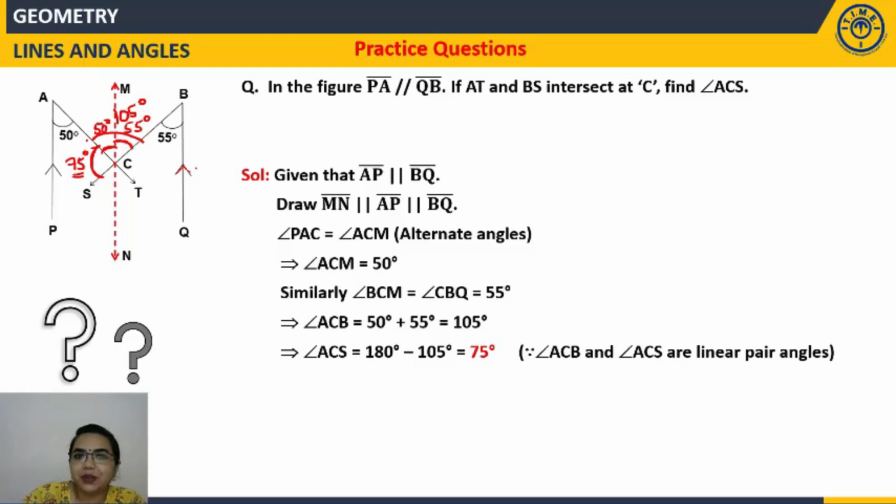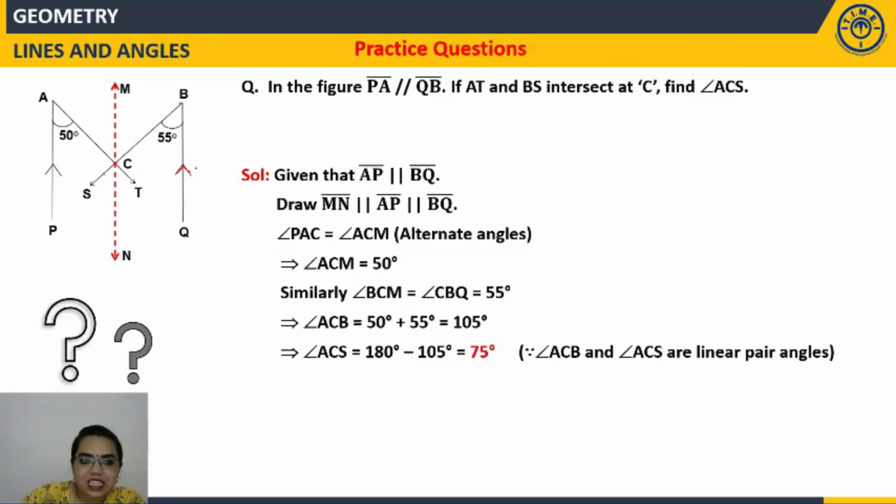So what did we do here? Let us have a small recap. Firstly, this was the figure given to you. We did not have the line MN. We just needed to find the angle ACS. Whenever you see a pair of parallel lines and two lines extending from the parallel lines which are intersecting at a point, if you want to find the angles at this point, you can draw a line which is parallel to both the lines.